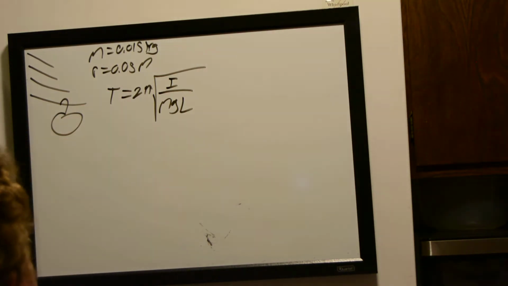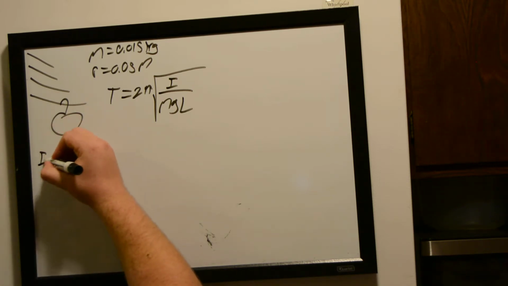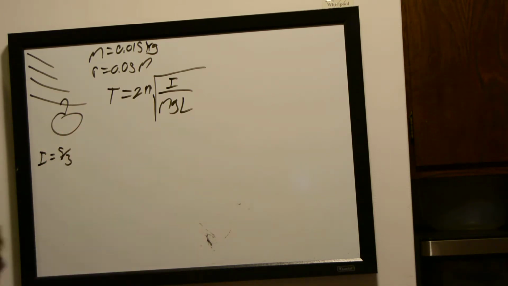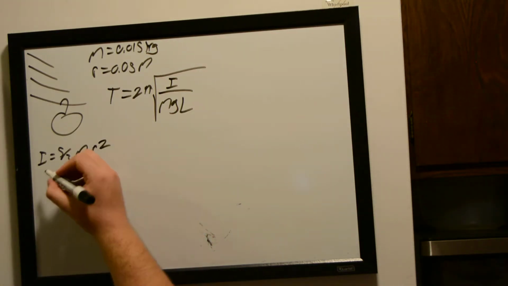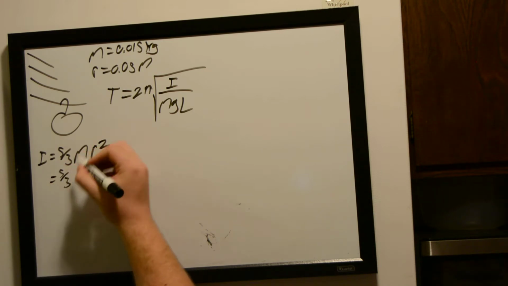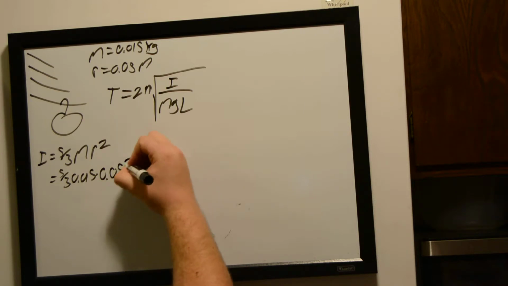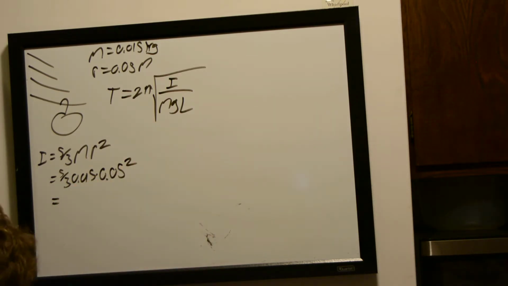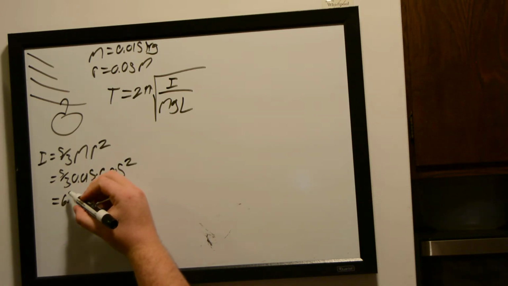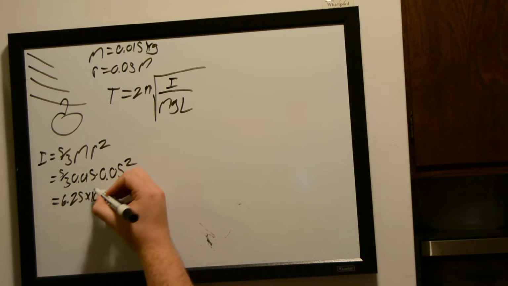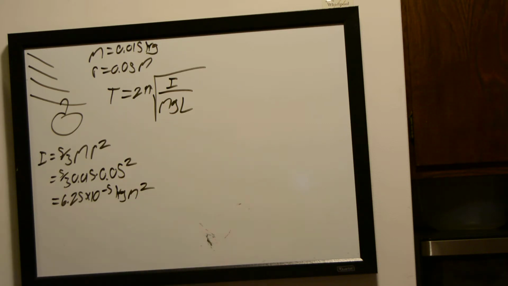So now our first problem is to find the moment of inertia, which for a hollow sphere is given by 5/3 times the mass times the radius squared. So we can go ahead and find that right away. Our mass is 0.015 times 0.05 squared, which comes out to be 6.25 times 10 to the negative 5 kilogram meters squared.